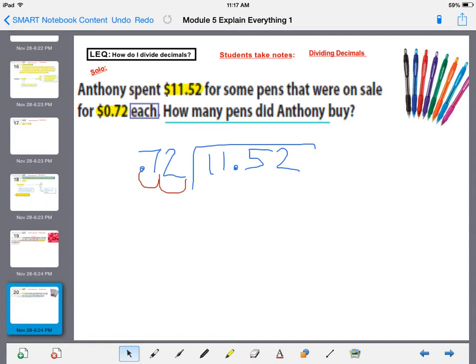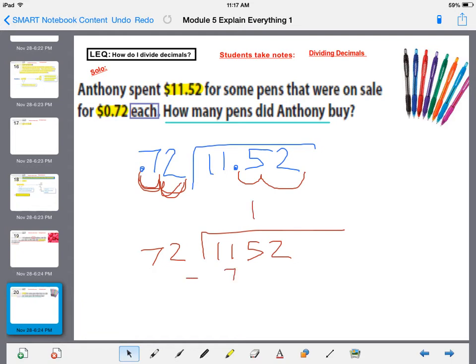1, 2 times, so we have made him 100 times bigger. And so he is now 72 divided by what I do to the divisor, I must do to the dividend. So I'm going to go ahead and move this one 2 times over as well. So now this becomes 1,152 divided by 72.